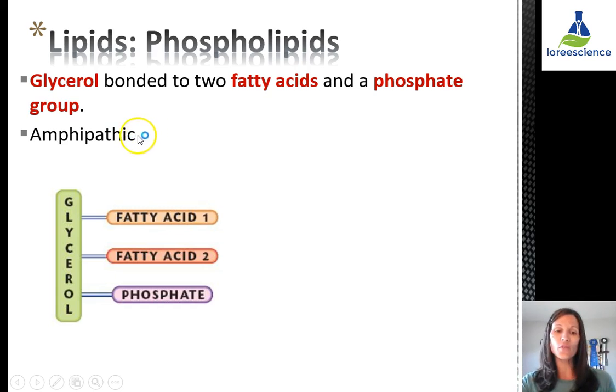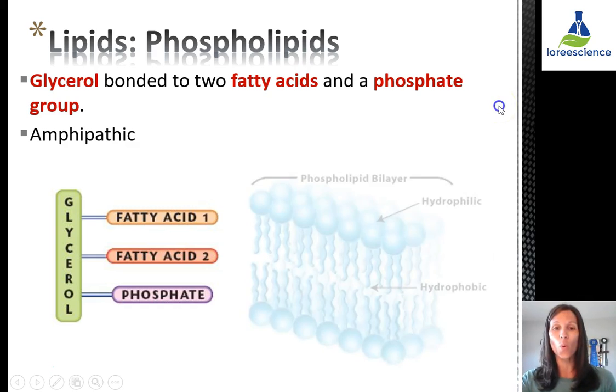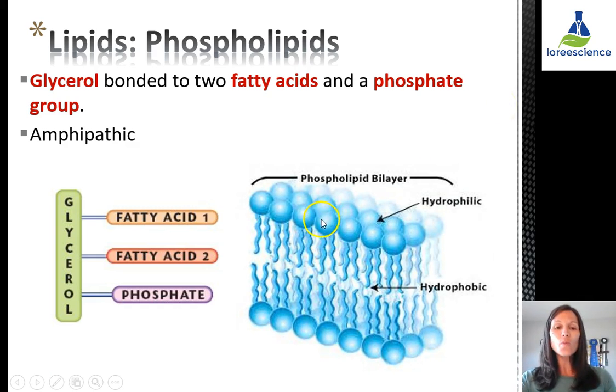What's unique about phospholipids is they are what are called amphipathic, meaning that they have both a polar and a nonpolar section. So when we look at a phospholipid, they have a head and a tail section. Those two fatty acids are the tails, and the phosphate is the head. The heads are hydrophilic or water loving, and the tails are hydrophobic, water hating, meaning that they are non-polar.